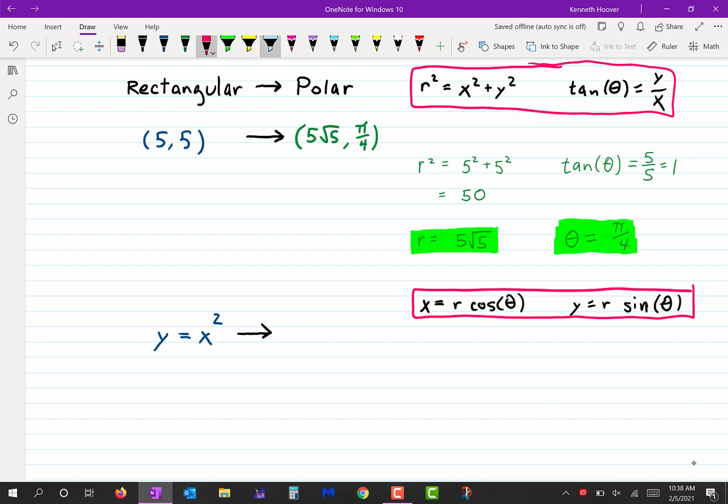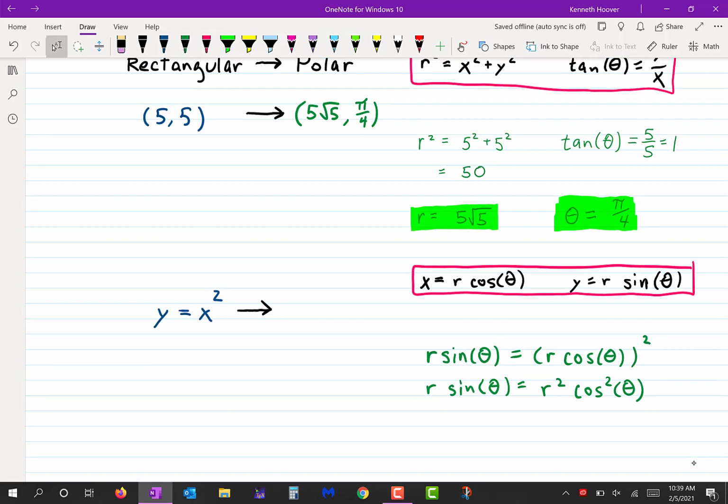Because if you have something like this here, okay, it's really easy to convert that rectangular equation into a polar equation. All you have to do is replace y with r sine theta and replace x with r cosine theta. And now you have an equation with r and theta instead of x and y. And let's just solve that for r. So we have r sine theta equals r squared cosine squared theta.